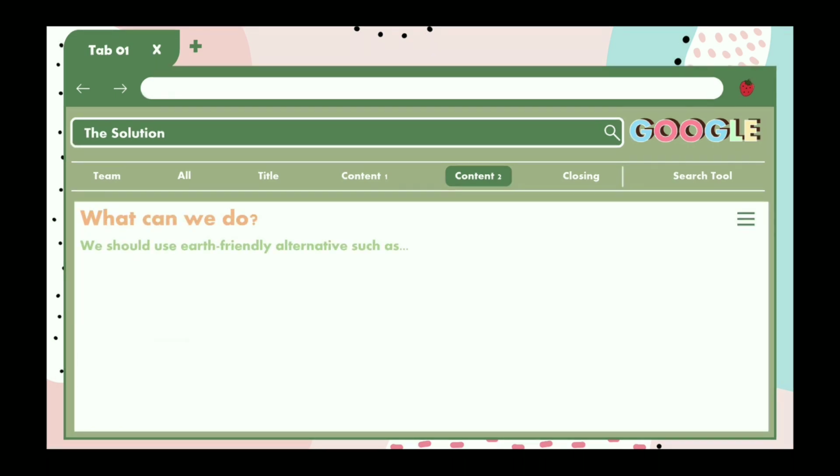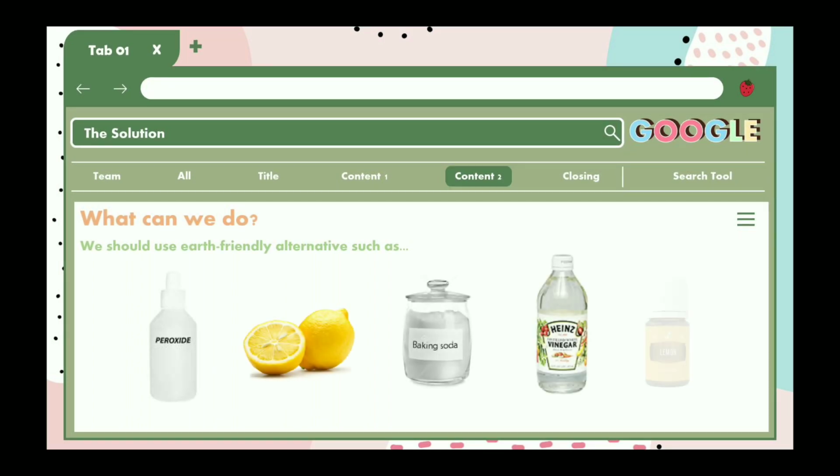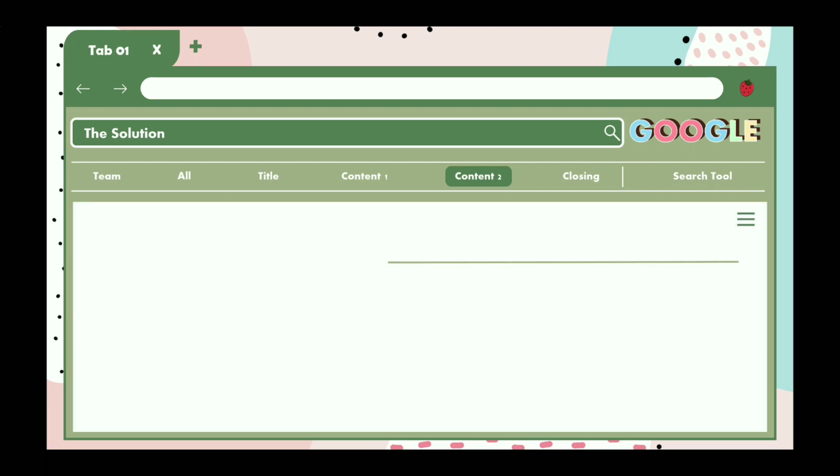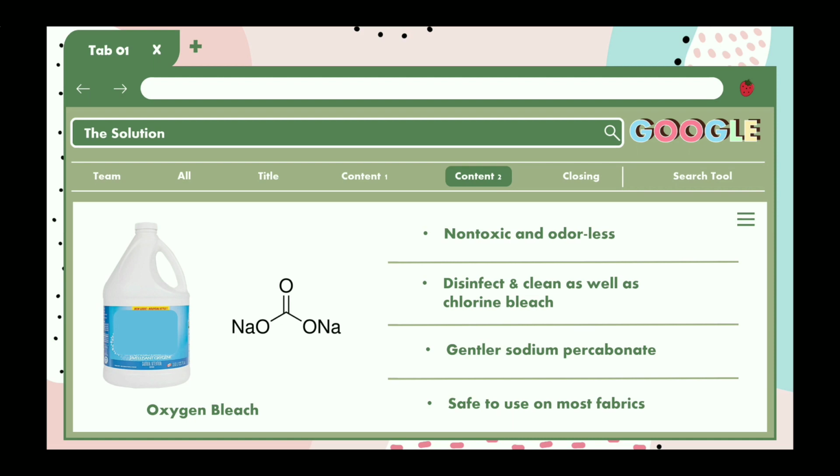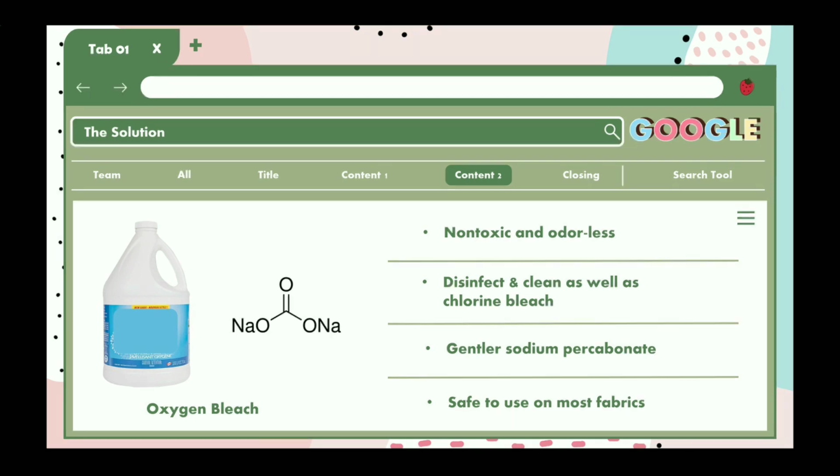Luckily, there are some alternatives for corrosive household cleaning products. We can use eco-friendly cleaning products instead to avoid health or environmental hazards. The options are hydrogen peroxide, lemon juice, baking soda, vinegar, citric acid, and lemon essential oil. Instead of using chlorine bleach, we should switch to oxygen bleach. It gives the same effect as chlorine bleach.